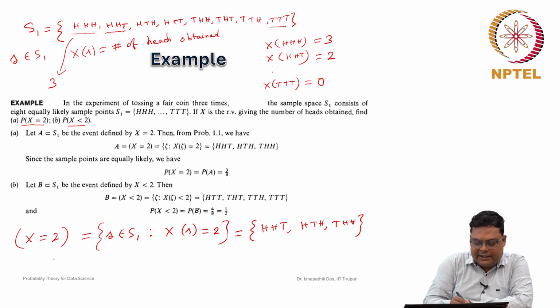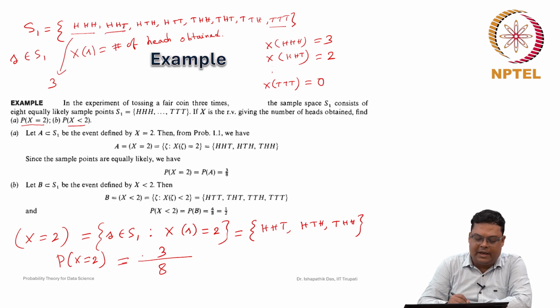Then what will be the probability that x is equal to 2? By the classical approach, since all are equally likely by assumption, there are 8 possible ways in total, and x equal to 2 can come in 3 possible ways. So, it is nothing but 3 by 8. This is explained here. Let A be the subset of S1 given by the event x equal to 2, which is what we have already computed. Since these sample points are equally likely, the probability of x equal to 2 is 3 by 8.